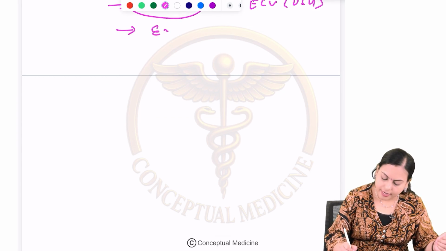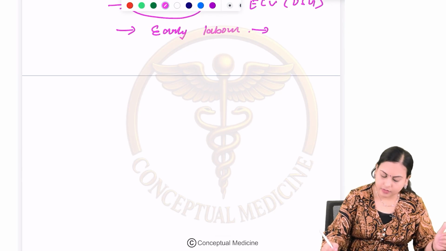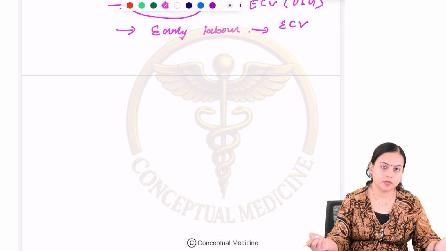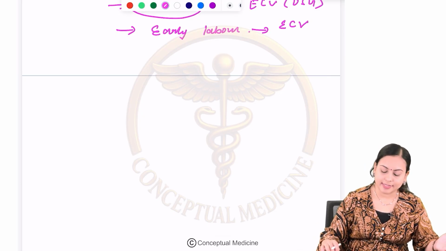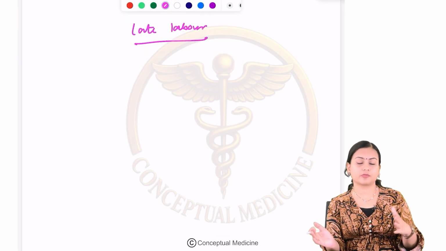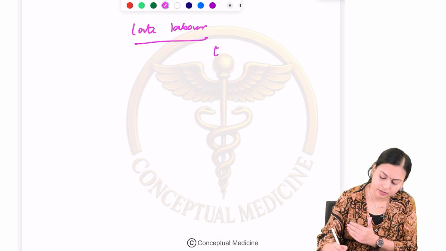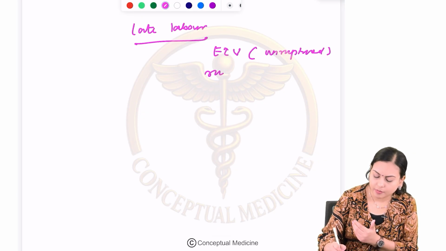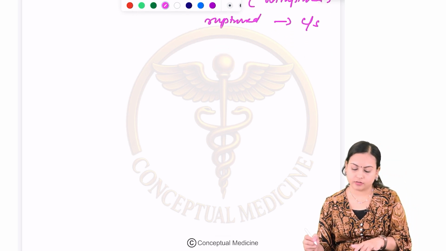Suppose if it is diagnosed early in labor, then if the membranes are not ruptured, then even during that time you can give an attempt of external cephalic version. Suppose if it is found in late labor, and by chance if the membranes are not ruptured, then you can give an attempt of ECV, okay, that is unruptured. Or suppose if there are ruptured membranes, then definitely you have to go for cesarean section, right.